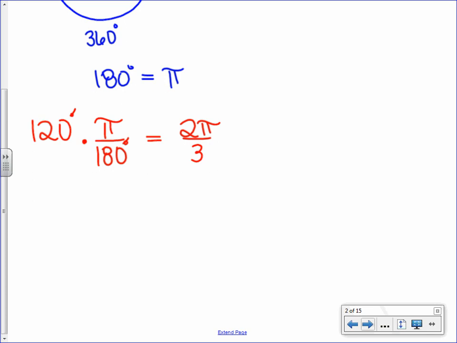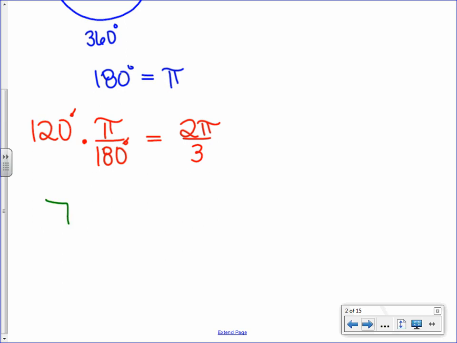You have a degree measure. We're going to multiply it by pi over 180. The degrees cancel. We are left with a radian measure. If there is not a degree symbol, I'm assuming it's radians. It is important to put the degree symbol if you're in degrees. Otherwise, we can assume it's radians. Having a pi does not mean radians.